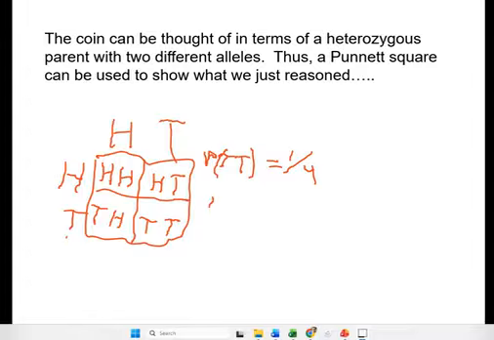Right? The probability of double heads is also 1/4. And we can see that in our Punnett square. You can probably see that when you think about probabilities.